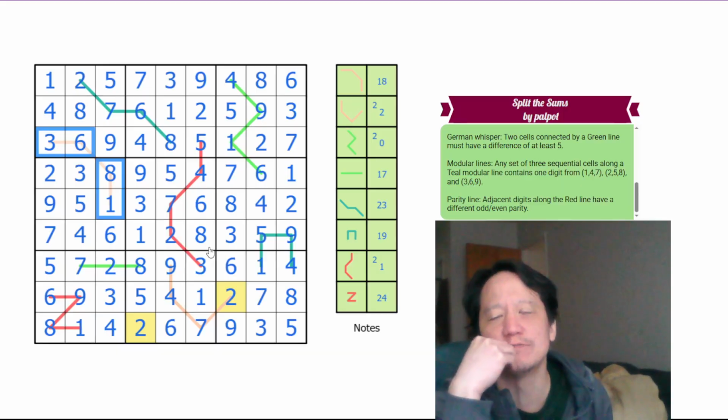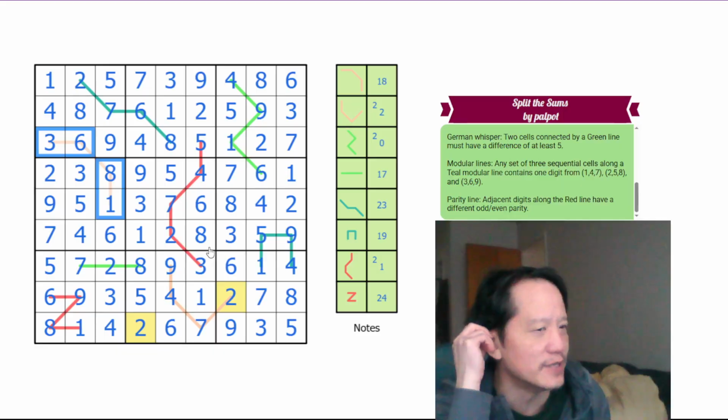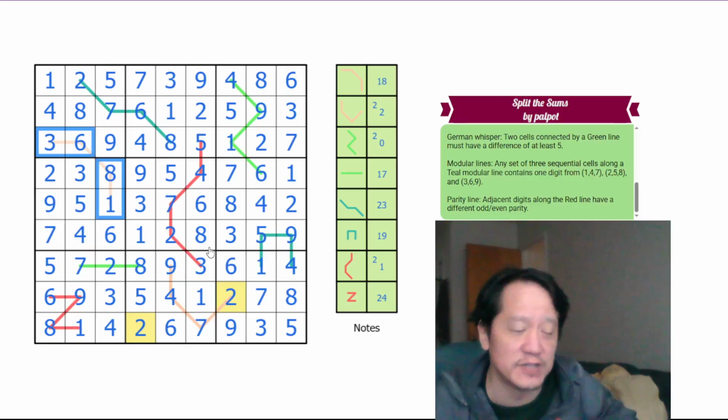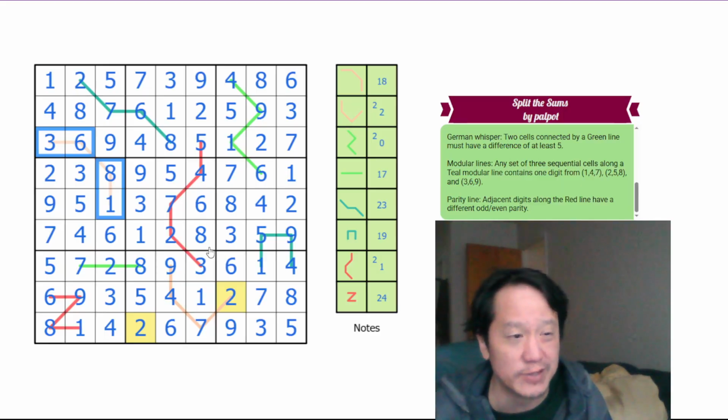To me, it doesn't really seem very hard, but if you look at the amount of time I spent, that's essentially the amount of time you would spend on a very hard puzzle.